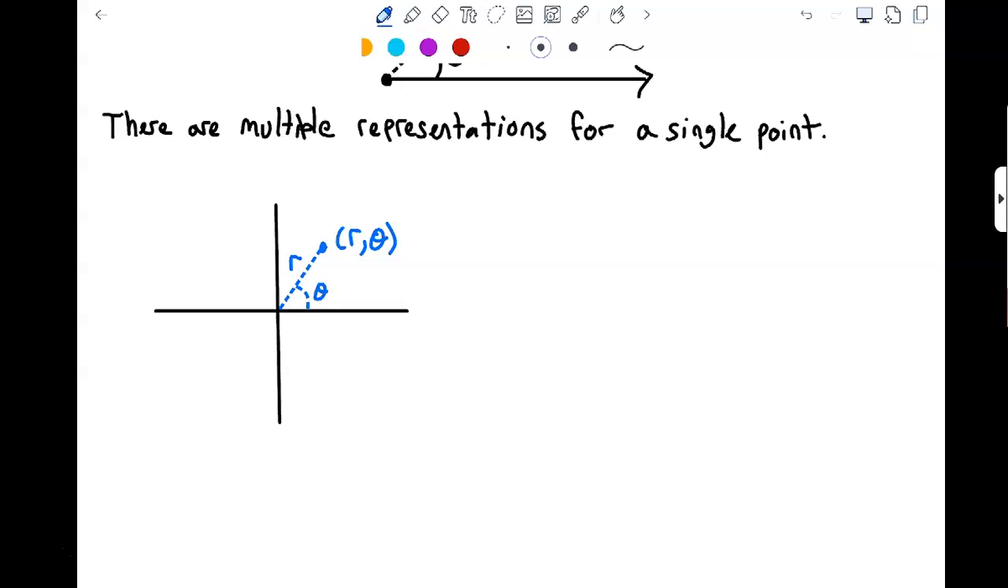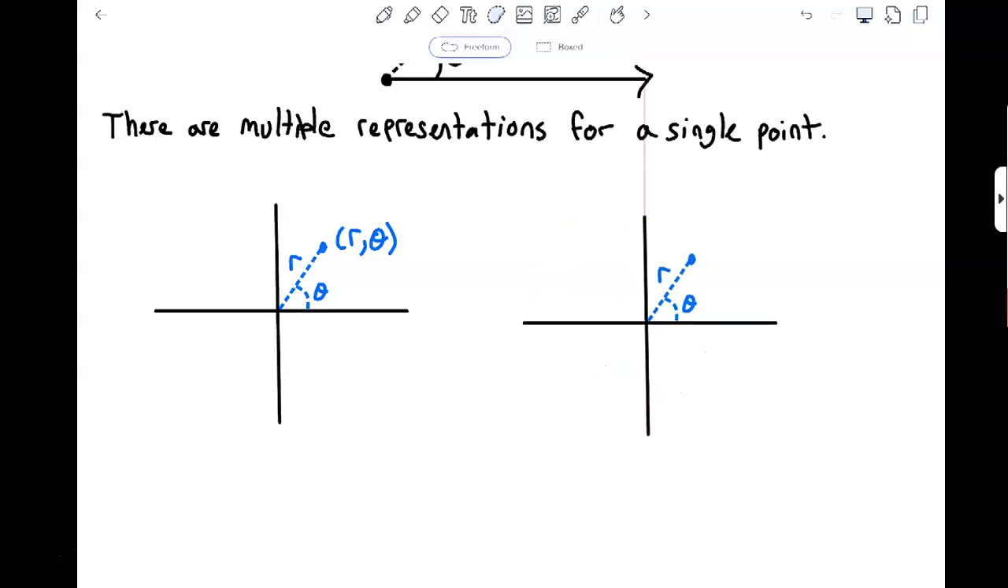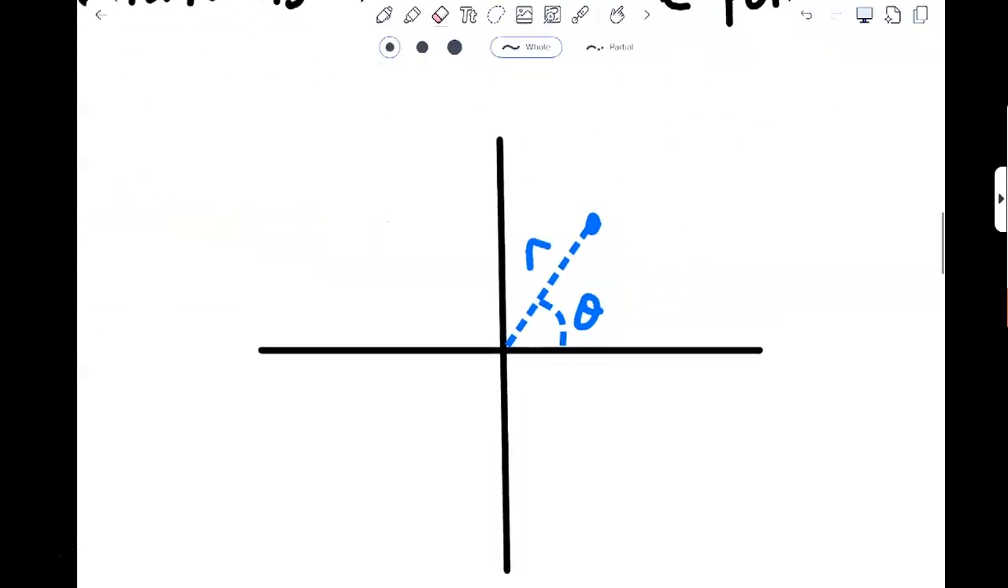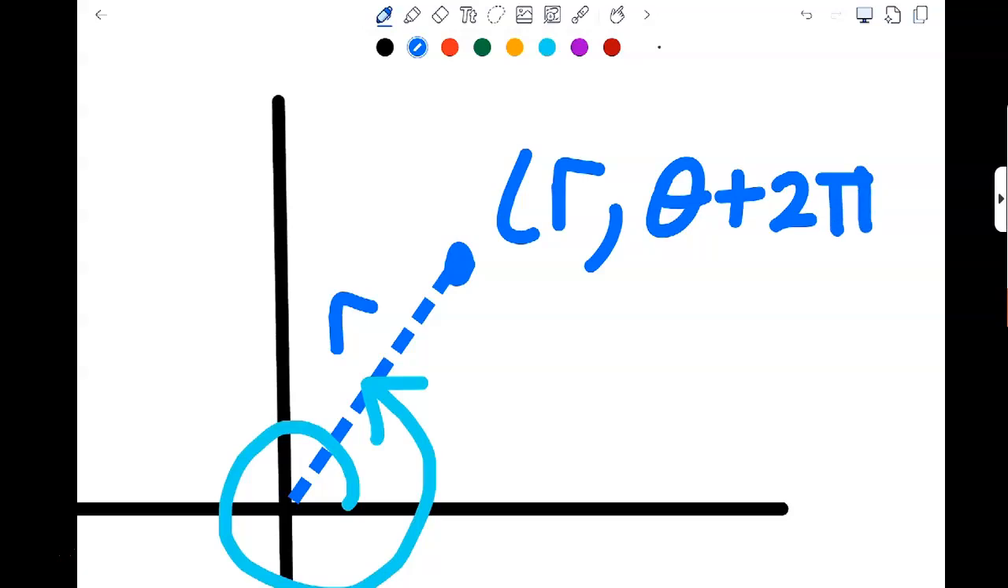But that's not unique. So let me just copy my picture here with my point. And let me show you another way that we could describe that point. So let me just erase theta there. Instead of describing the angle as theta, I could describe the angle like this, so that my point would now have coordinates r, comma, theta plus 2 pi.